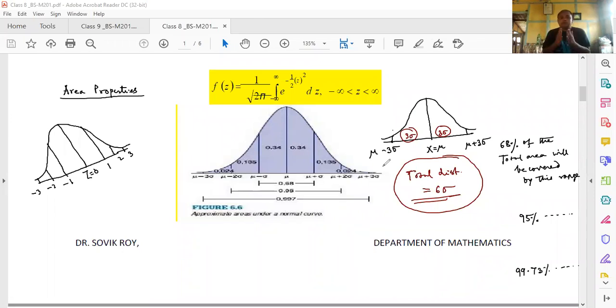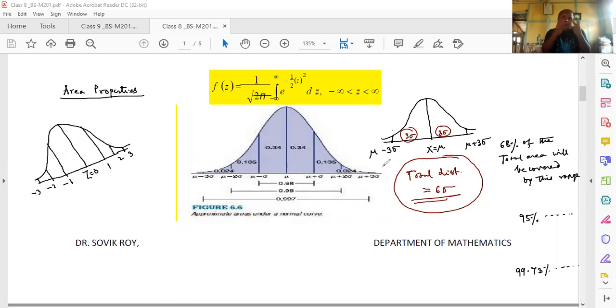Now you can ask me this question: why should I always take minus 3 and plus 3? Can't we take minus 2 and plus 2? What about minus 1 and plus 1? There is a methodology of doing that. We don't just do it forcefully, saying I'm going to take minus 3 and plus 3 or minus 2 and plus 2. There are some techniques to do this. We do it with some sort of confidence. We shall learn these things in the chapter called hypothesis testing.